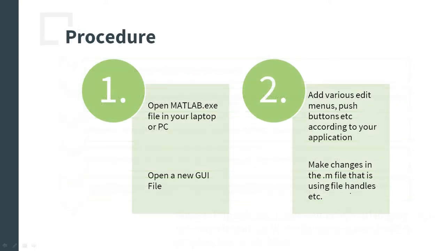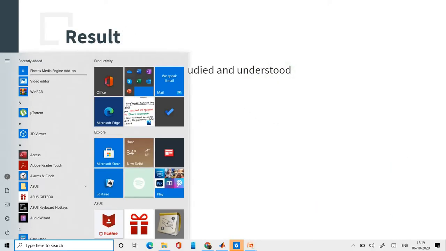So the procedure would be to open the MATLAB exe file on your laptop or PC, then open a new GUI file, edit, and then add various edit boxes, push buttons, etc. according to your application. Then make changes in the .m file, that is, by providing callback handlers, etc. So let's carry out the experiment.